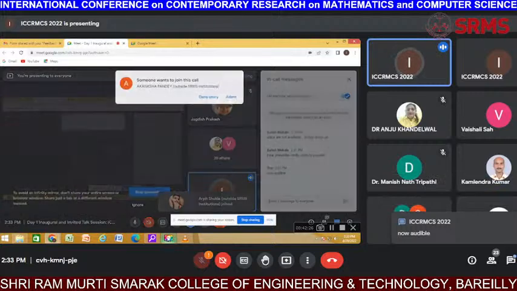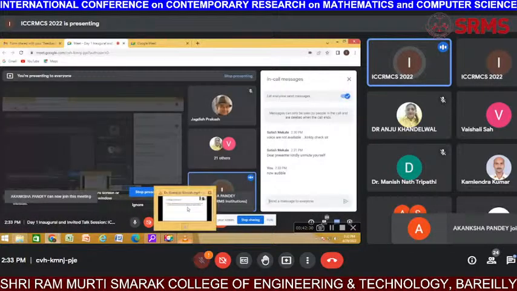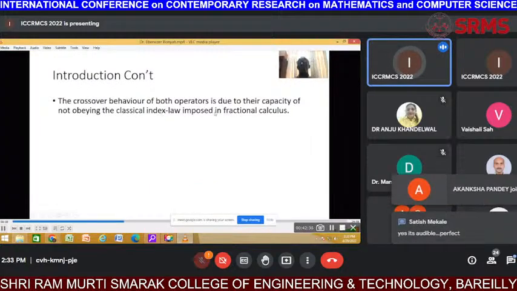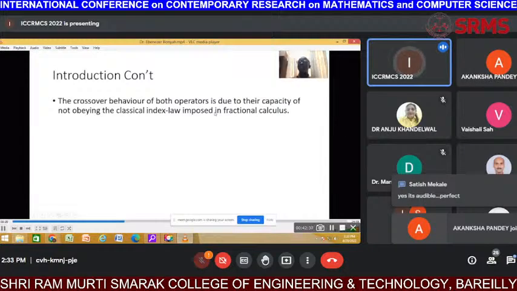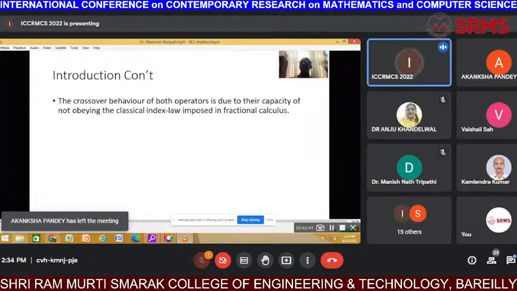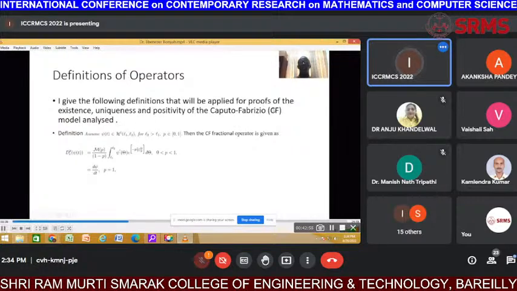Then the over behavior of both operators is due to the capacity not obeying the classical index law of composition by just normal fractional calculus. So the tail of the calculus can stretch from one operator to another, and therefore helps to predict accurately. So I give the following definition that would be applied for the proofs of the existence and uniqueness of solutions. So this is the definition.